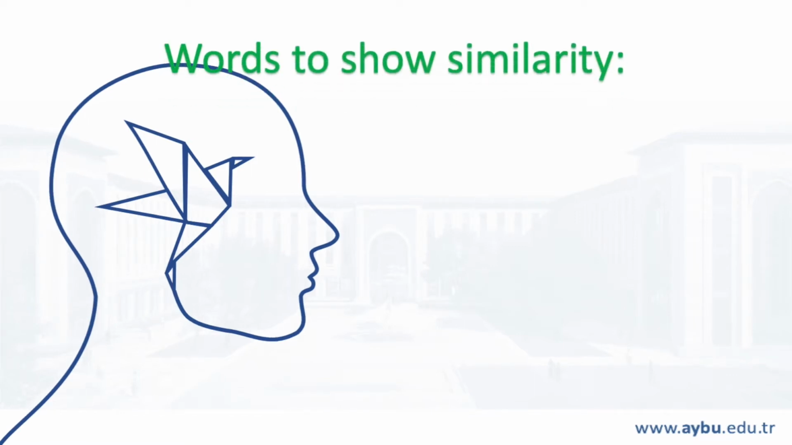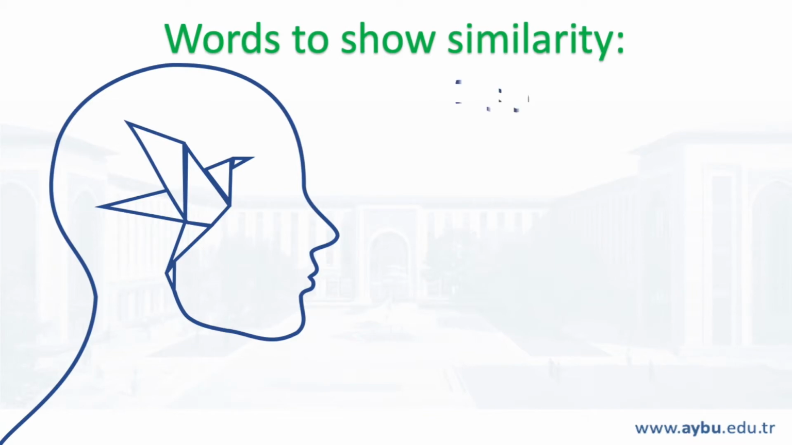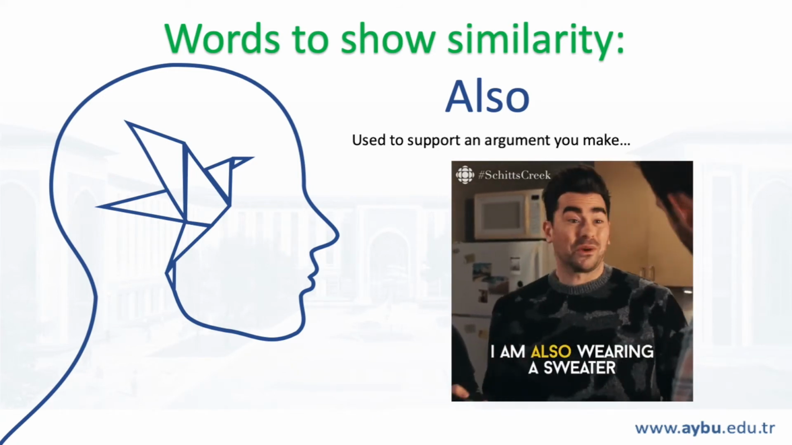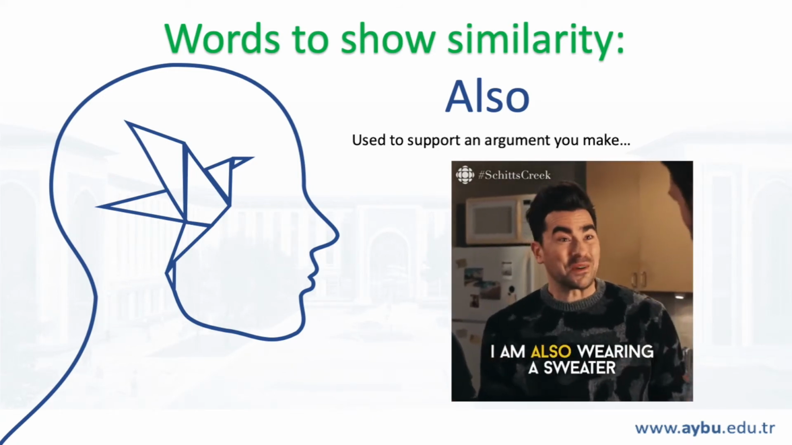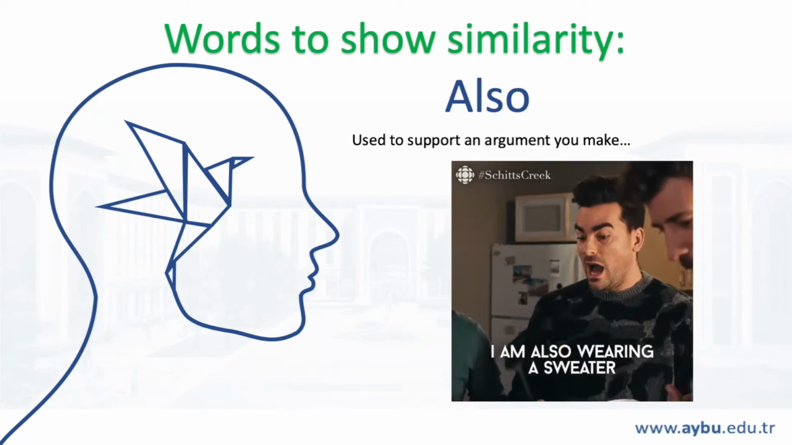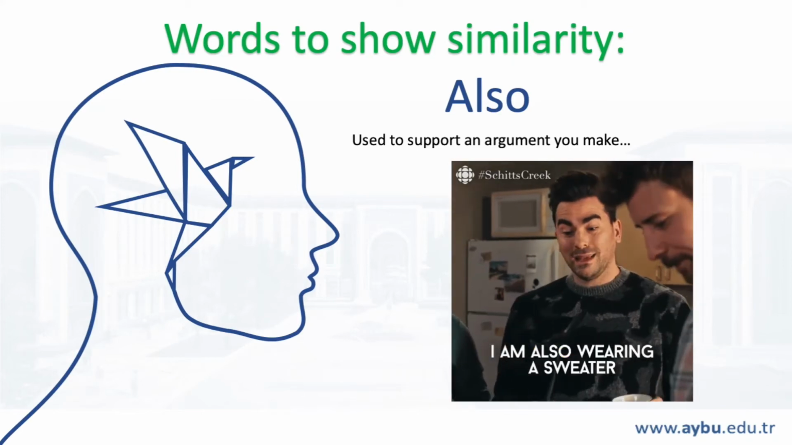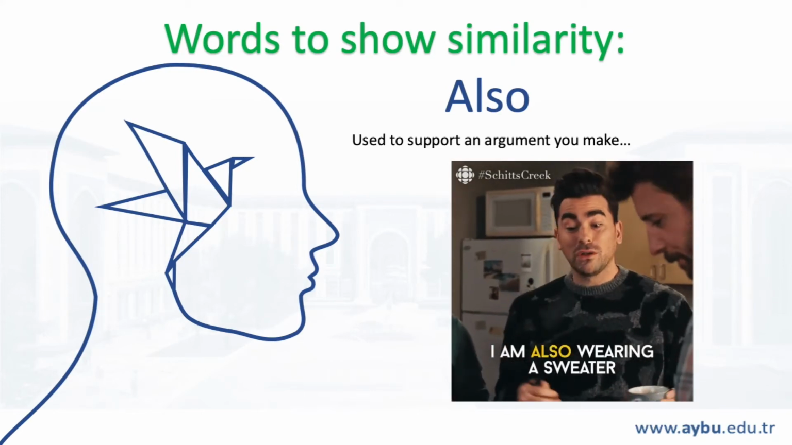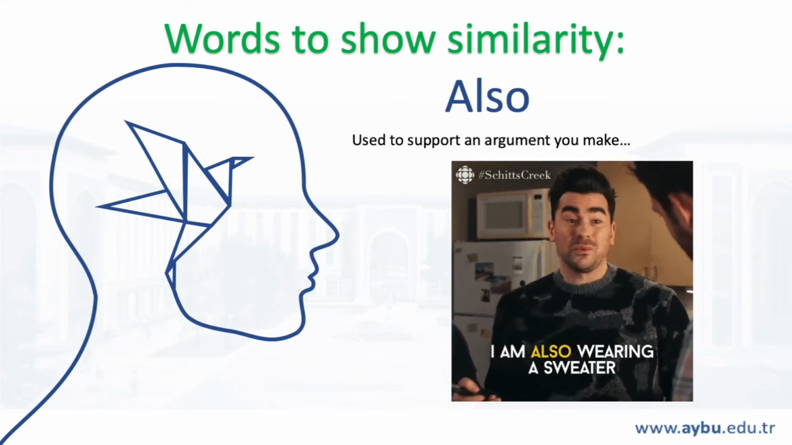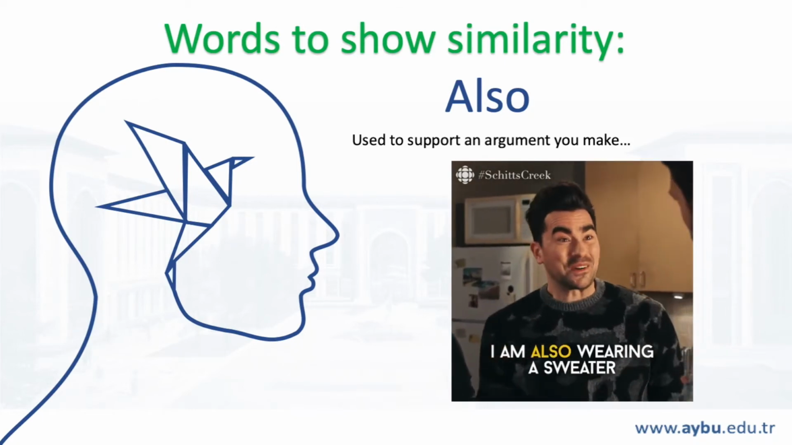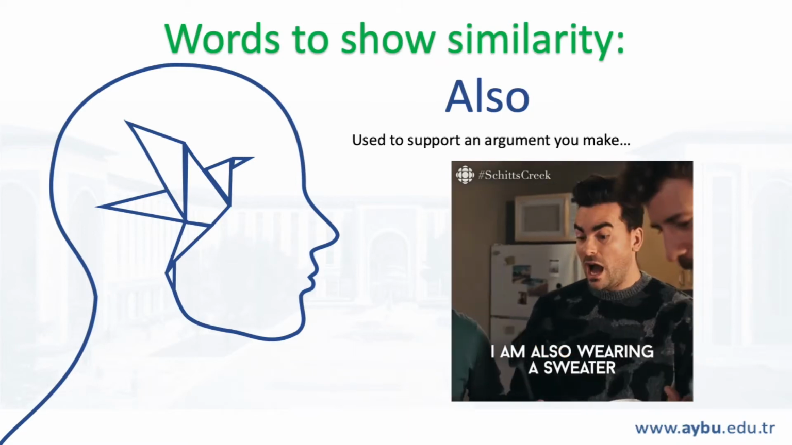I'm going to start with the words to show similarity, meaning also. This is used to support an argument you or another person is making, to give extra reasons or examples, and to give extra information about a thing or a person. Although these synonyms have the same meaning as also, what you say when using them is different to what you would say if only using also.